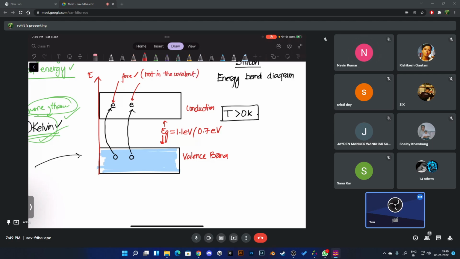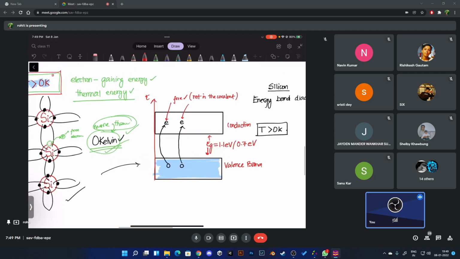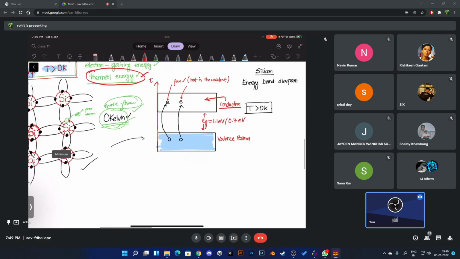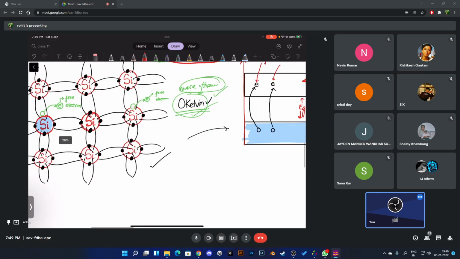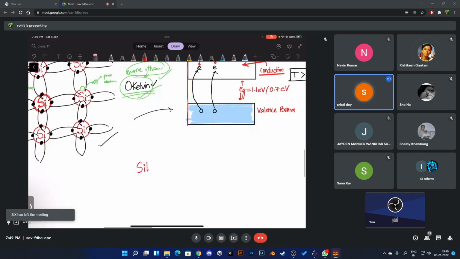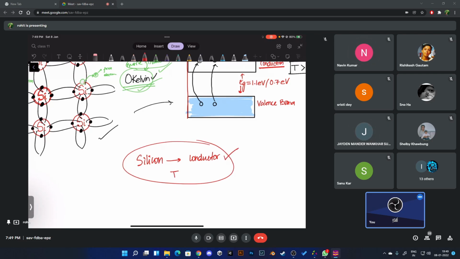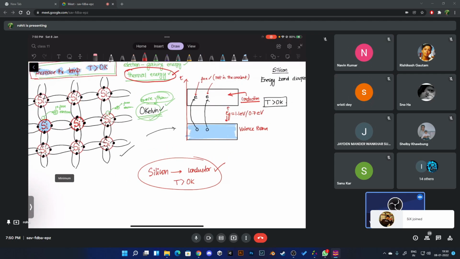Why has the covalent bond broken? Because the electrons gained thermal energy. So now I have electrons in the conduction band. Will I call silicon a conductor or an insulator now? Conductor. Now your silicon behaves like a conductor, but we have to tell the temperature. The temperature should be greater than 0.